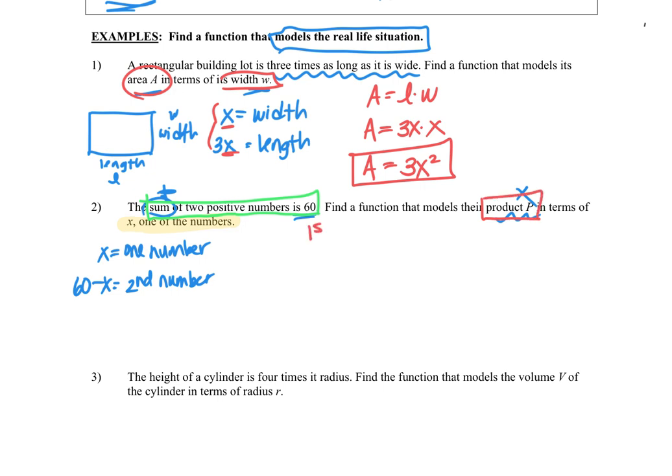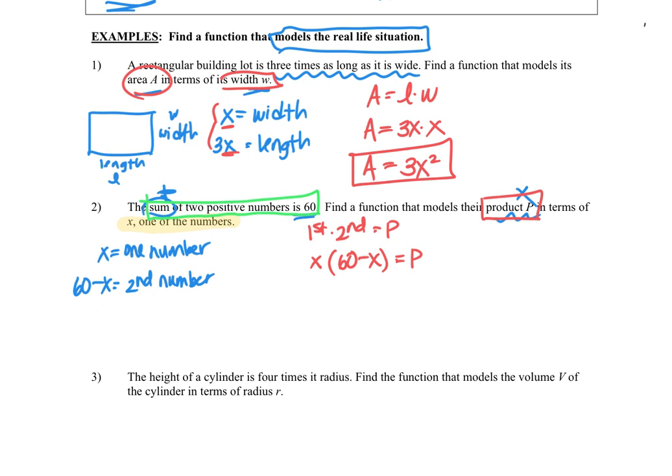Okay, so then I'm supposed to use this to talk about their product. So I'm basically taking the first number times the second number, and I'm going to get their product. Okay, so what is my first number? X. What is my second number? 60 minus x.